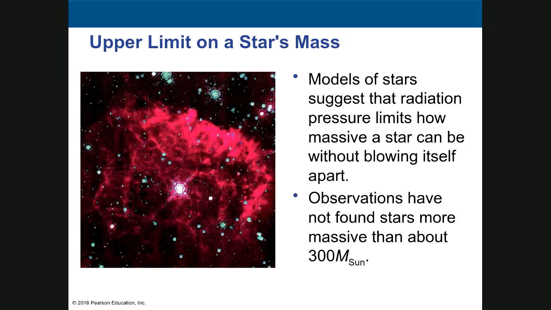So observations have not found stars of more than about 300 solar masses, and these models suggest that radiation pressure will limit how massive a star can be without blowing itself apart. Now, of course, this is interesting because we're always looking for bigger stars that help us refine our theories and models to understand how that could happen, right? So this is one of those things where we're still looking at ancient stars to figure out what's going on. One of the interesting things I want to talk about is that the James Webb Telescope, we're hopeful, will illuminate the first generation of stars, right? These supermassive stars that wouldn't have lasted very long, right?